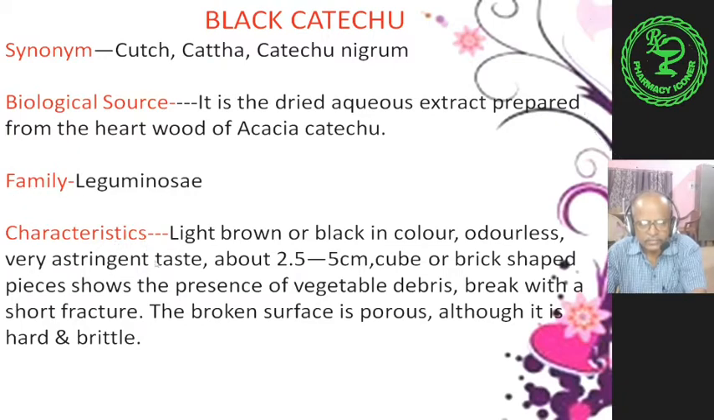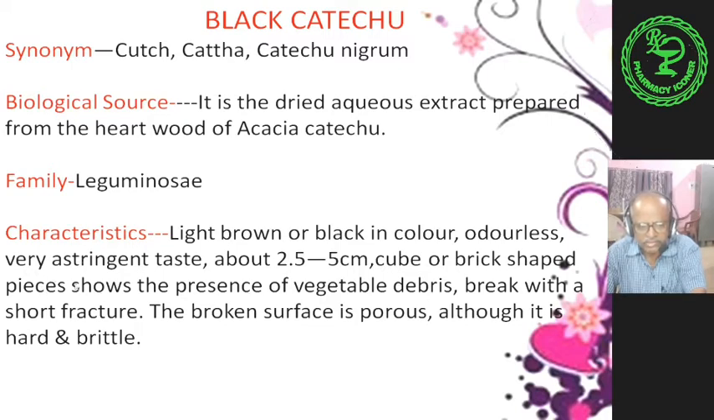Characteristics: it is light brown or black in color. Since it is black in color, it is called black catechu. Odorless, very astringent taste, about 2.5 to 5 centimeter, and it is available in the form of cube or brick shaped pieces, showing the presence of vegetable debris.